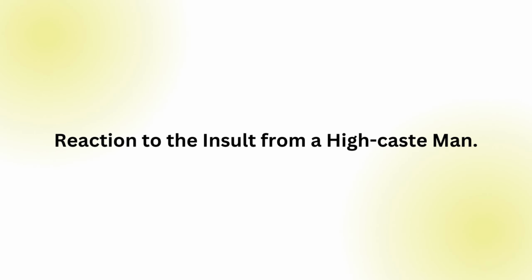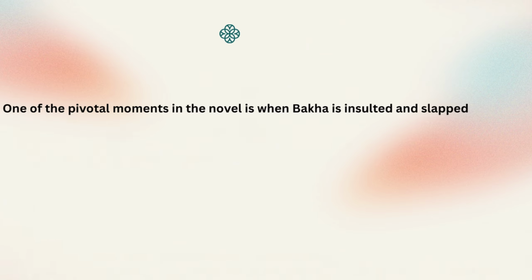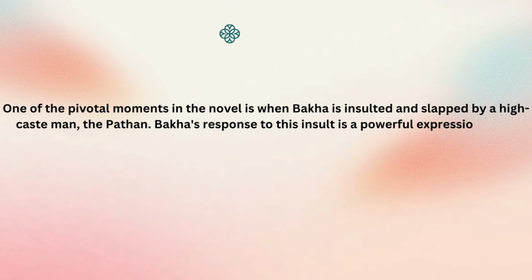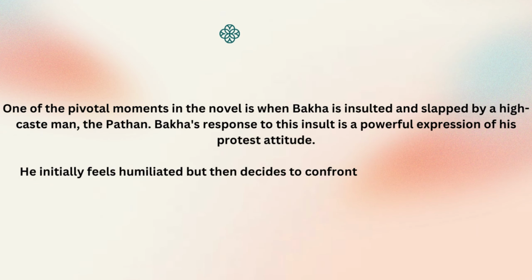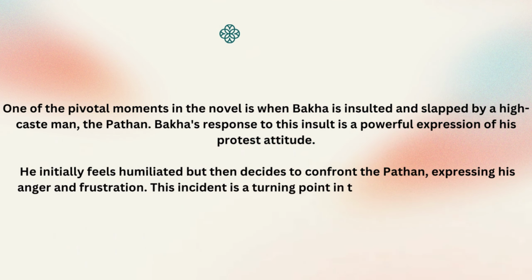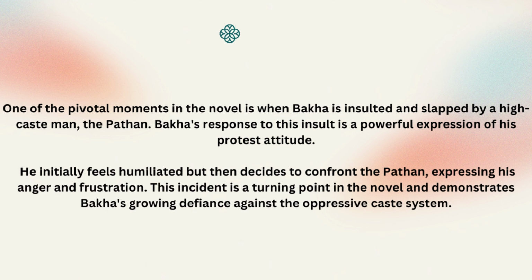Reaction to the insult from a high caste man. One of the pivotal moments in the novel is when Baka is insulted and slapped by a high caste man, the Pathan. Baka's response to this insult is a powerful expression of his protest attitude. He initially feels humiliated, but then decides to confront the Pathan, expressing his anger and frustration. This incident is a turning point in the novel and demonstrates Baka's growing defiance against the oppressive caste system.